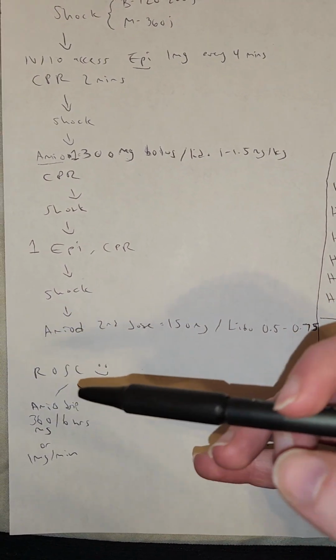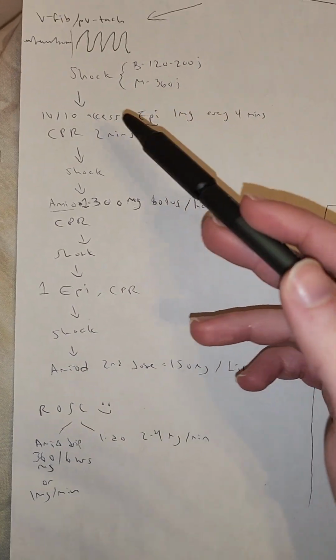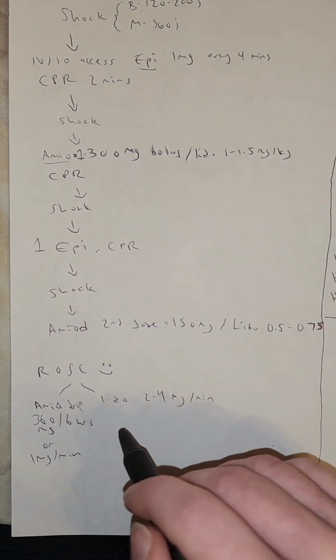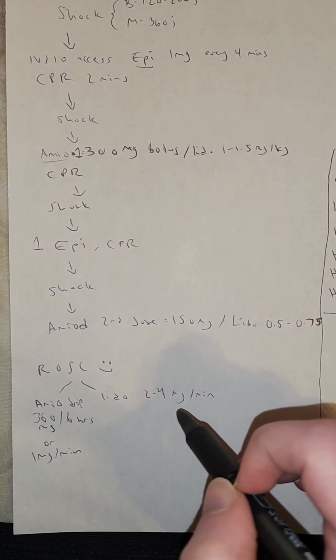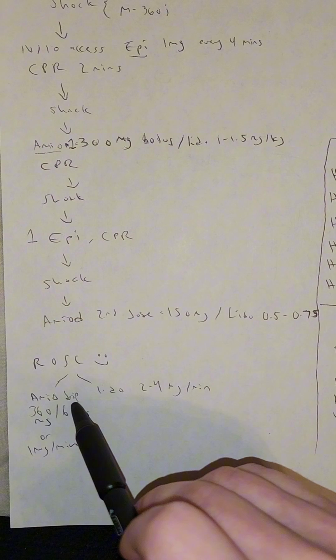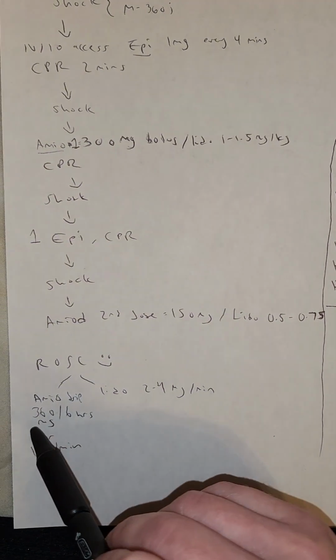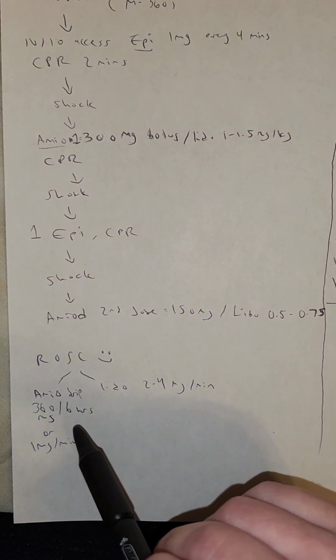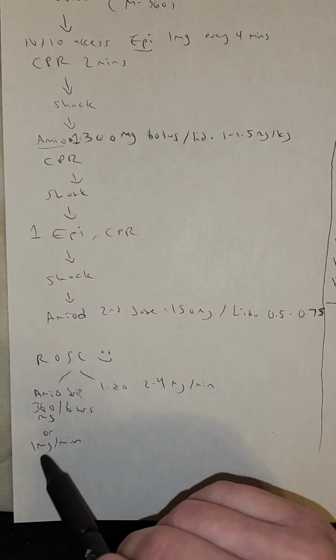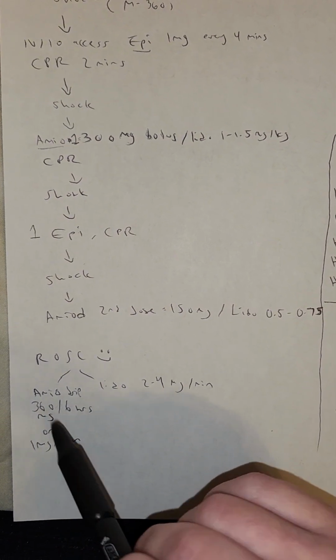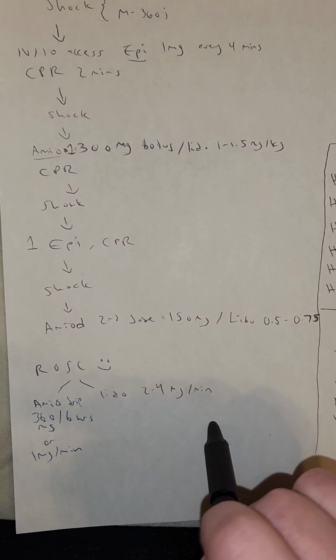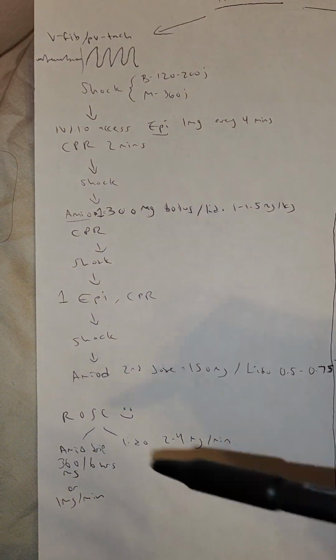Now, they're still not okay, right? There's any second they could go back into this rhythm. So you need to set up a drip, especially while you're transferring them to whatever floor they're going to. So you're going to either give an amio drip, IV drip. The dose is 360 mg in 6 hours. Easy, 360 per 6, or that's the same thing as saying 1 mg per minute. Or you could give a lidocaine drip of 2 to 4 mg per minute. Okay, easy, simple. That is the dead rhythms.